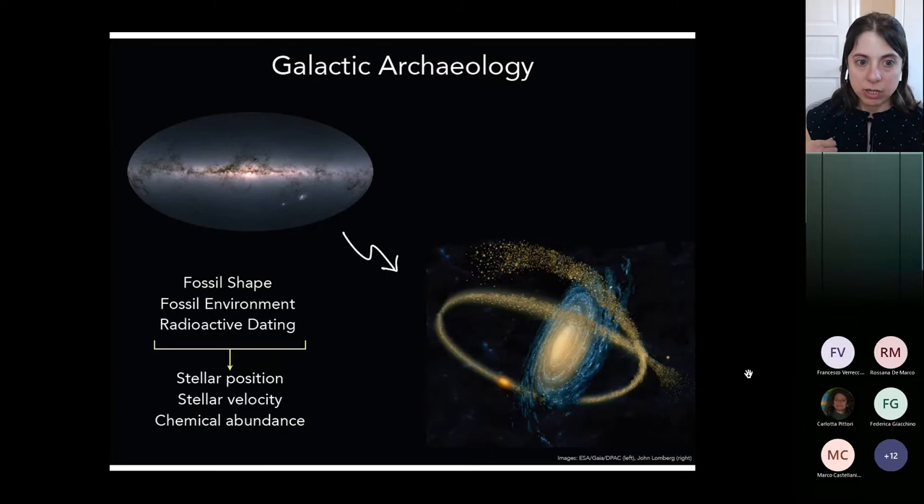And in order to do this effectively, it's a bit like going on an archaeological dig. On an archaeological dig, you might find a fossil, and then you would use something about the shape of the fossil, maybe its environment, maybe some radioactive dating, to try to figure out the creature it came from and when that creature might have lived. In a similar way, we can go into the Gaia data and use information about stellar positions, their velocities, and perhaps their chemical abundances to infer the satellite galaxy from which it came, and to infer the full picture of the evolution of that satellite galaxy. Next slide.